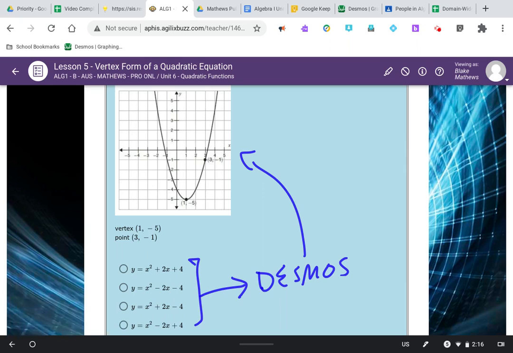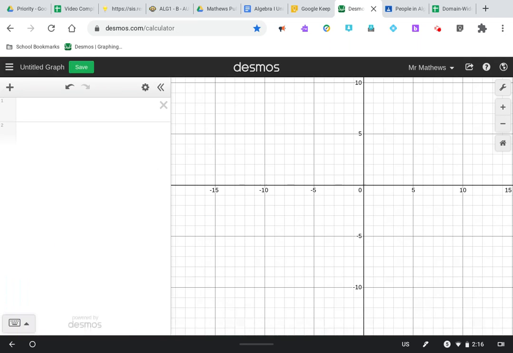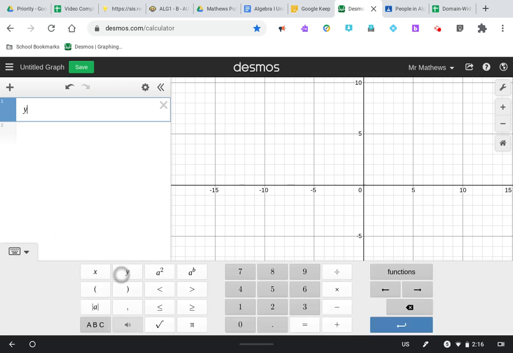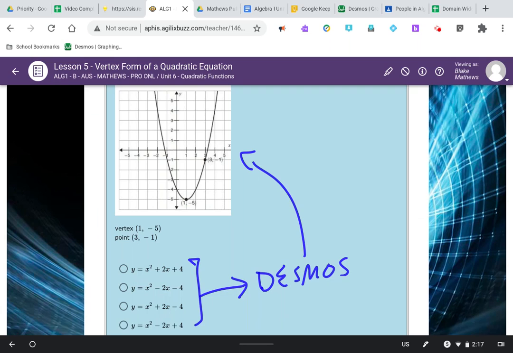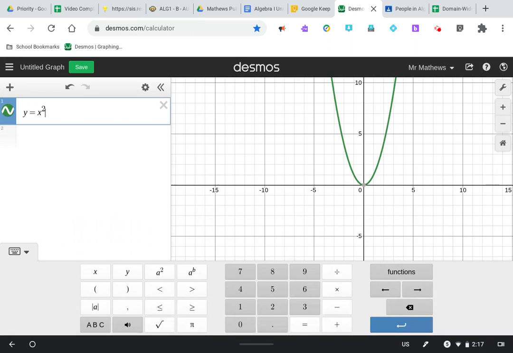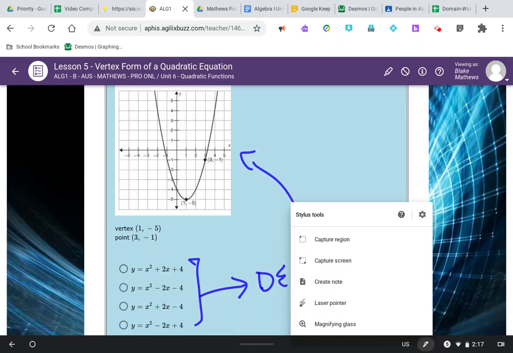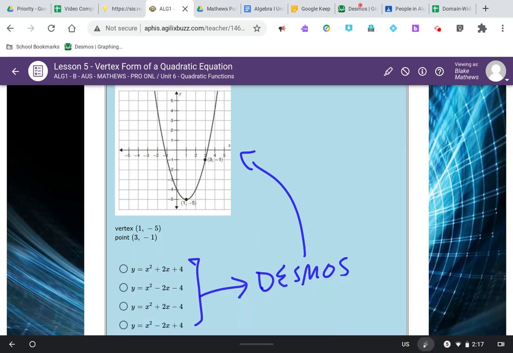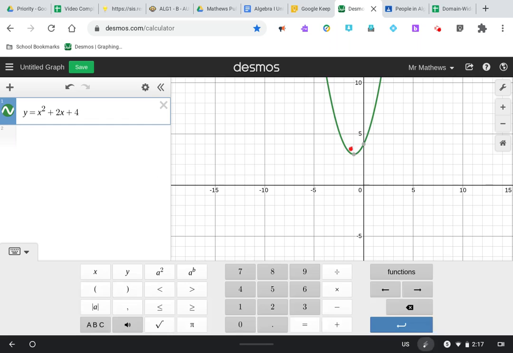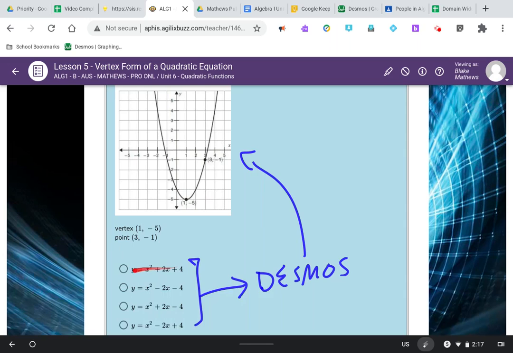Y equals x squared plus 2x plus 4. You can use a regular calculator, but Desmos is nice because you'll be able to quickly tell what graph matches. So this doesn't match. You should be able to see that right here. This one goes down below the x-axis, whereas the Desmos here, you can see it's way above the x-axis. It doesn't come down below like that. So that can't be it. So we've already eliminated answer choice 1.